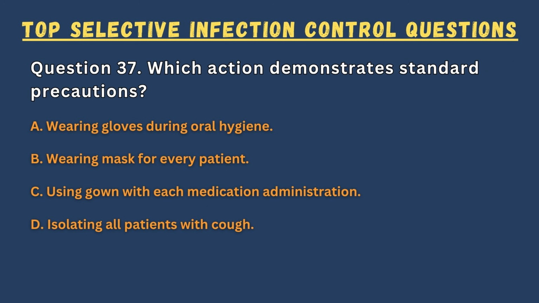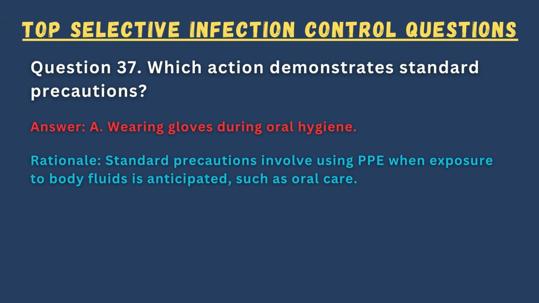Question 37. Which action demonstrates standard precautions? A. Wearing gloves during oral hygiene. B. Wearing mask for every patient. C. Using gown with each medication administration. D. Isolating all patients with cough. Answer: A. Wearing gloves during oral hygiene. Rationale: Standard precautions involve using PPE when exposure to body fluids is anticipated, such as oral care.